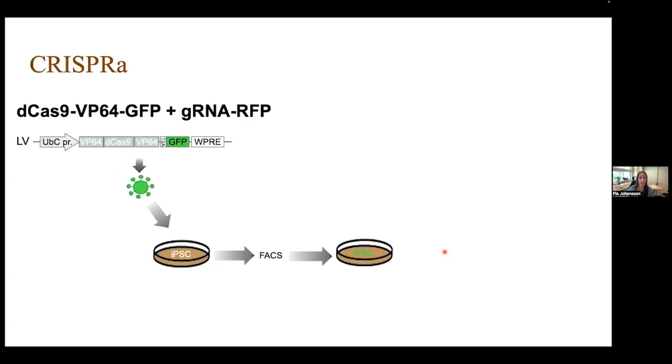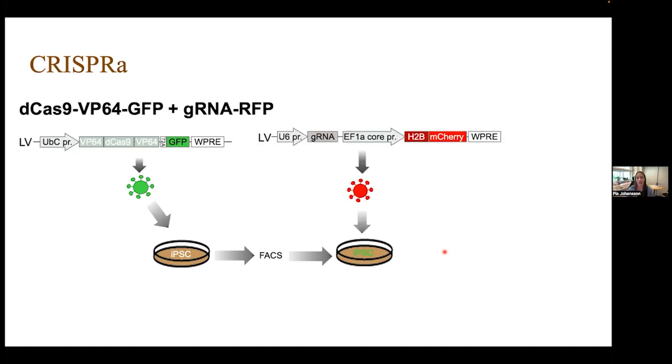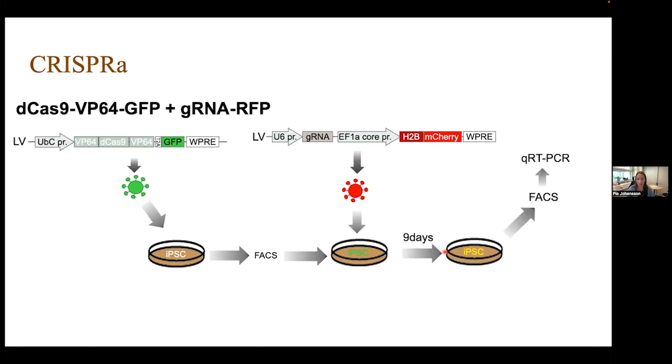So we tried theirs. The system that we used is that we had our iPSCs, and we then added our green VP64 dead Cas9 virus. This was not a good virus, so it was very low titer, so we got an extremely low percentage of cells. So we had to expand those few, make a new cell line, and then we added the guide RNA virus to that. And then we sorted the yellow cells, and then we did our testing on that.